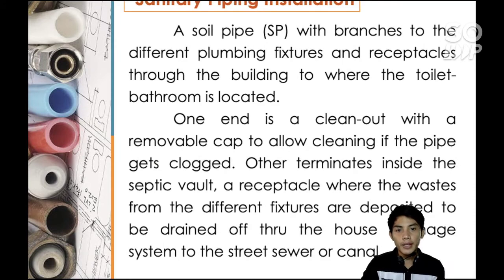Here we are going to discuss the installation of sanitary piping. A soil pipe with branches goes to the different plumbing fixtures and receptacles through the building to where the toilet and bathroom are located. One end is a clean out with a removable cap to allow cleaning if the pipe gets clogged. The other terminates inside the septic vault, a receptacle where the waste from different fixtures is deposited to be drained off through the house drainage system to the street sewer or canal.